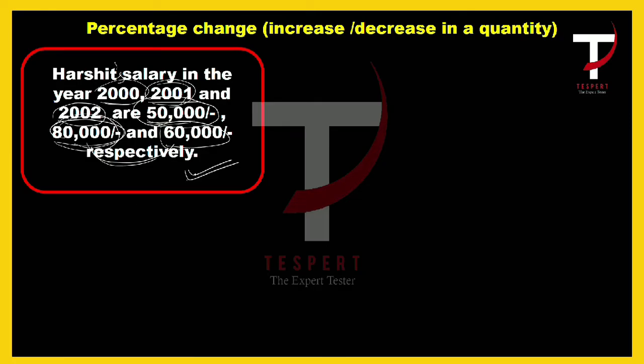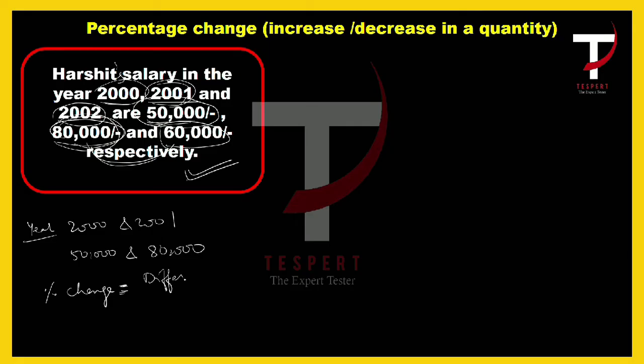In terms of monetary values, we are expressing like 20,000, 30,000. But how can we express that in terms of percentage? So for that we have to know how to calculate the percentage change. If we consider the years 2000 and 2001, in 2000 the salary was 50,000, and in 2001 the salary was 80,000. So calculate the percentage change. Percentage change can be either increase or decrease; that's not a problem. In this case, it is an increase. But how to calculate percentage change? The difference in two values, divided by the initial value, into 100. This is the percentage change.